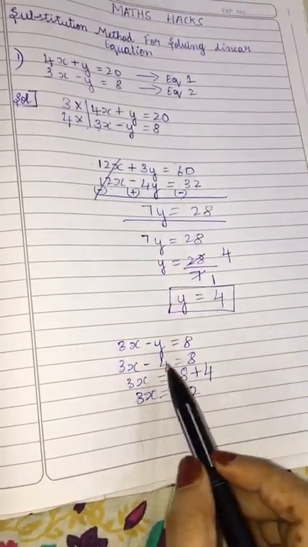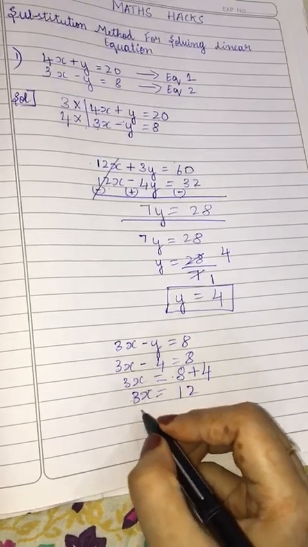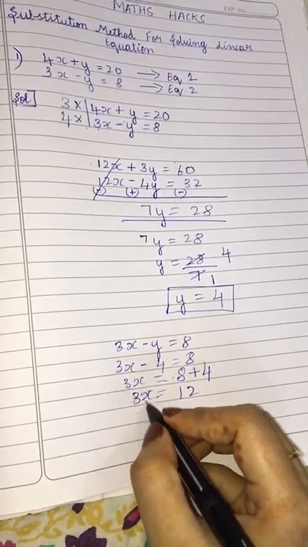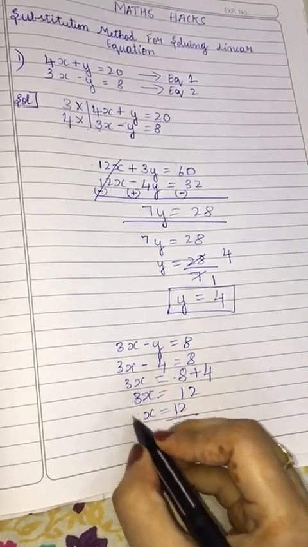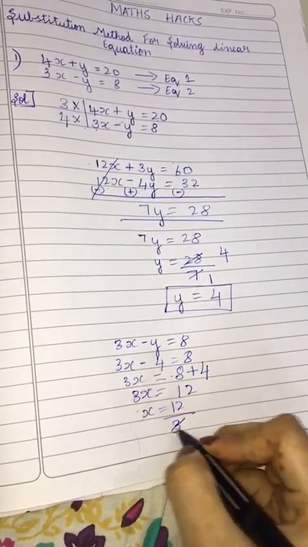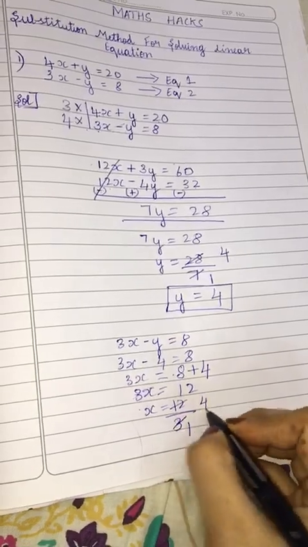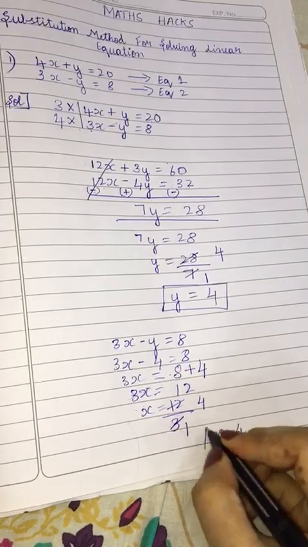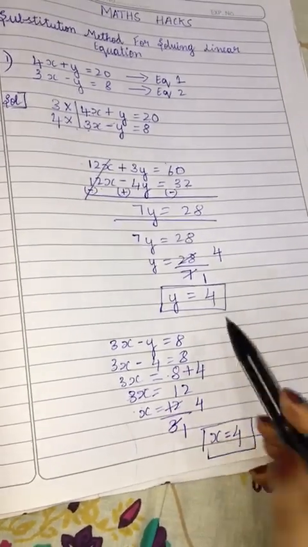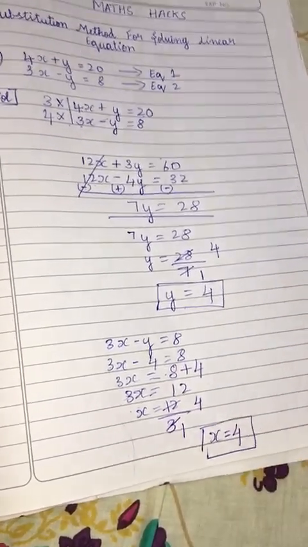Now we'll find the value of x. 3x is equal to 12. Bring this x down. x is equal to 12 divided by 3. We'll take this 3 and shift it to the denominator. 3 ones are 3, 3 4s are 12. Therefore we got the value of x is equal to 4. So we got the value of y is equal to 4 and x is equal to 4. Both the values we got.